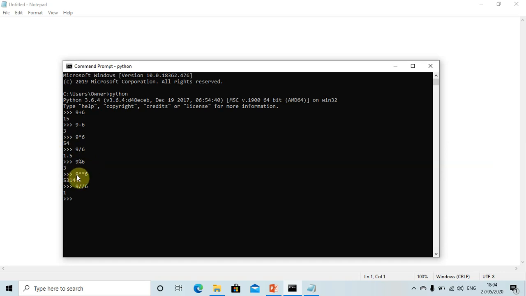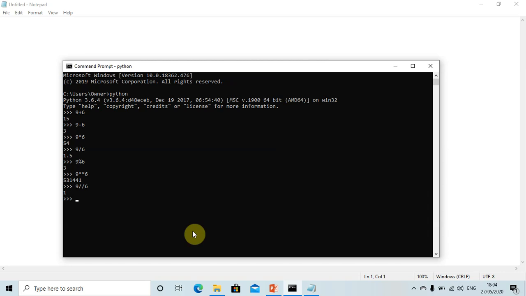What is 9 raised to 6? It is telling me it's 531441. And what is 9 floor division 6? It's 1, because it is taking only the integer part of the quotient and returning it to us. I told you that the division operator will always give a floating point value. So 9 divided by 6 has a floating point value. It gave it to us.